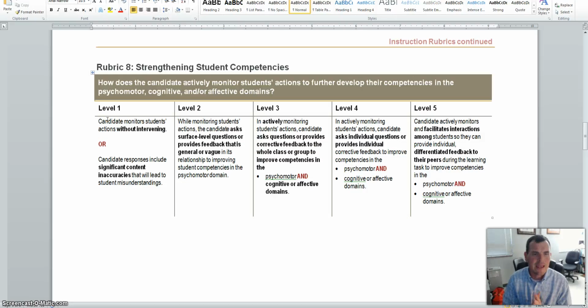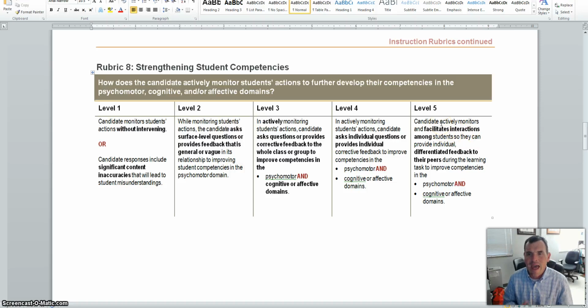Level 1, candidate monitors students' actions without intervening. Or candidate responses include significant content inaccuracies that will lead to student misunderstandings. So in other words, you're observing student performance and no engagement occurs. You're not stepping in to make corrections. You're not stepping in to enhance what's taking place. And so being an active teacher is important. Also making sure that you understand the content that you're teaching.